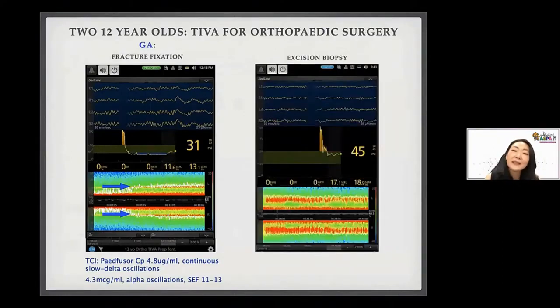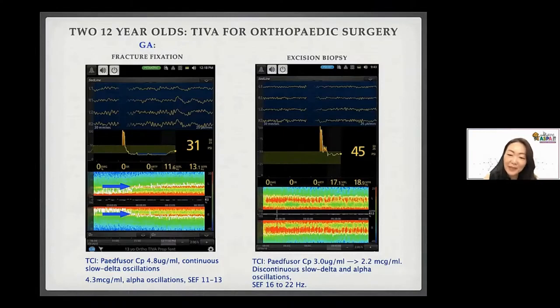Whereas on the right, this patient is having an excision biopsy, a relatively more minor surgery. TCI propofol, Marsh model, same as the other one, is kept at 3 micrograms per mil, and then subsequently reduced to 2.2 micrograms per mil. You can see the slow delta oscillations are there, but they're intermittent, not continuous. And then alpha oscillations are here as well, with a spectral edge frequency of 16 to 22. But both the slow delta and alpha oscillations are intermittent. They're not continuous. So this patient is having sedation.